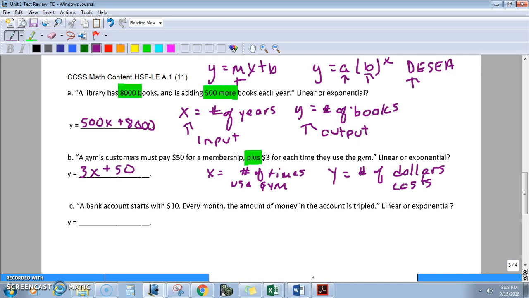All right, question C, a bank account starts with $10. Okay, so we have a starting value, but what's happening? Every month, the amount of money in the account is tripled. So here's a keyword, tripled. Okay, if I triple something, if I have $10 and I triple my amount of money, I'm going to have $30 because I'm going to multiply by 3. So this means that we are multiplying by 3 each time.